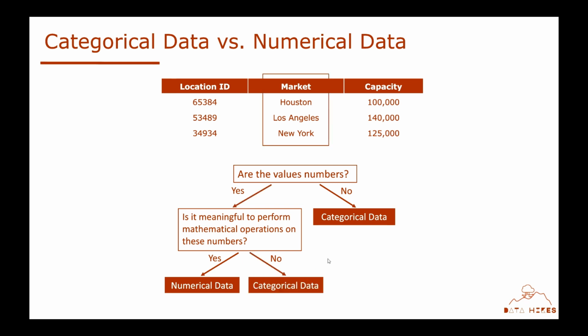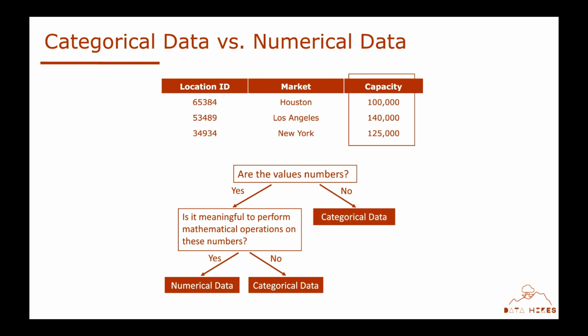The next column we are seeing is market. It has values like Houston, Los Angeles, New York. It's basically text data. Are these values numbers is the first question we are asking. The answer there is straight up no. Hence, this is categorical data.